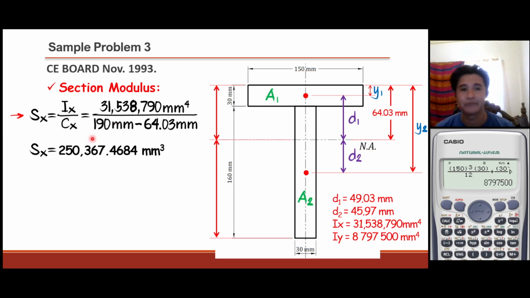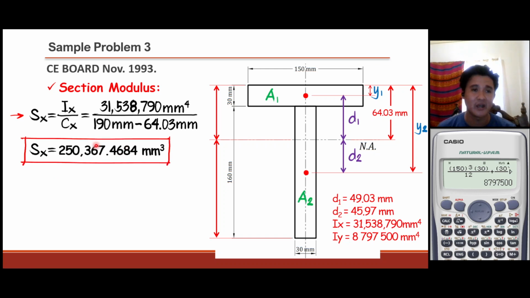So, inputting sa calculators natin, we will get yung sagot na 250,367.4684 millimeter cube. Okay? So, this will now be yung section modulus natin. So, yung units natin, millimeter to the fourth divided by millimeters, may iwan ay cubic millimeters. So, this is not volume, but section modulus. And ganun din pag Sy. So, getting the section modulus with respect to y.